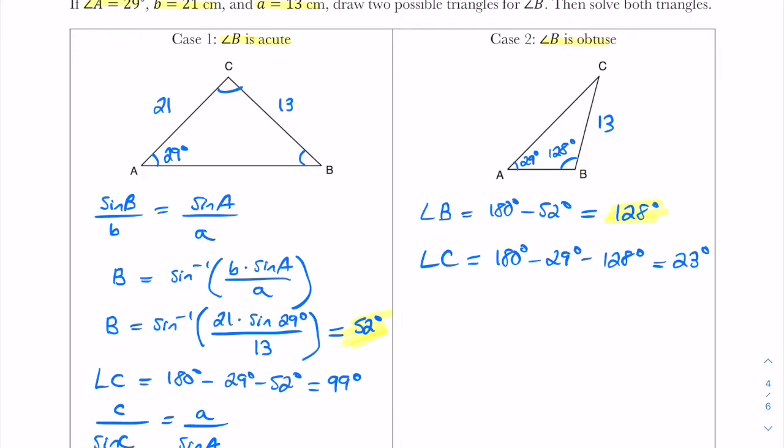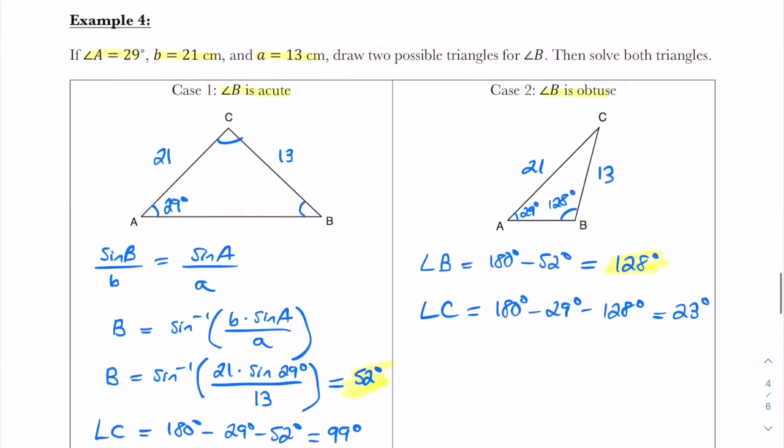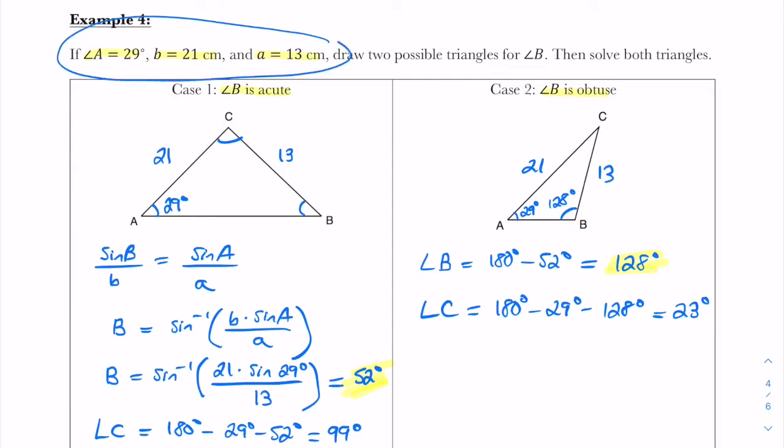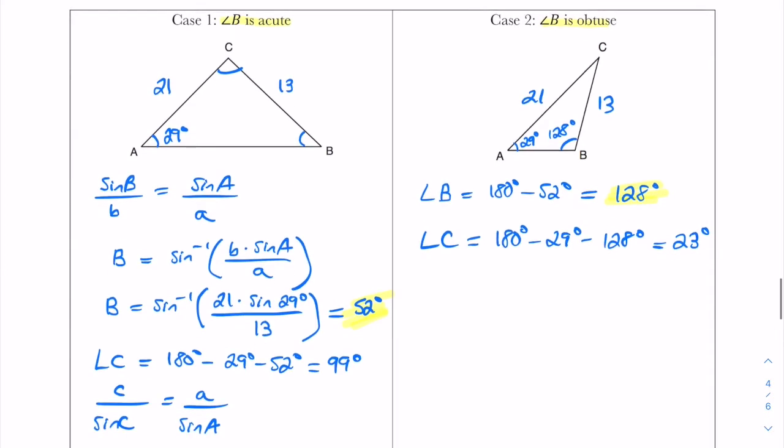Actually, we have two sides, sorry. I forgot to label side B. Remember, that's still 21. I just want to remind you for one moment of the three things given in the question. We were given angle A, side B, and side A. Because those were given in the question, they're not ambiguous, and we work with those. So we're actually pretty much done.